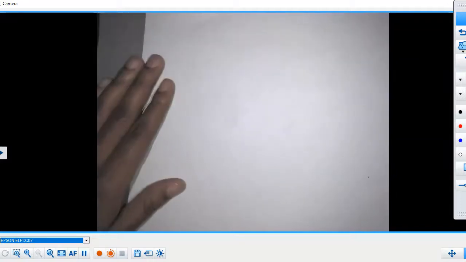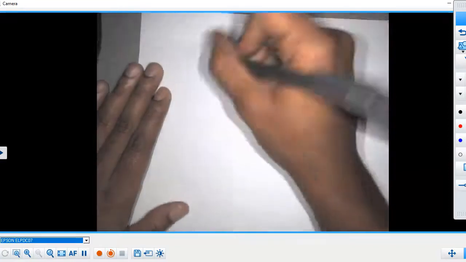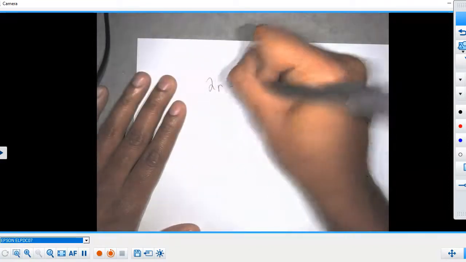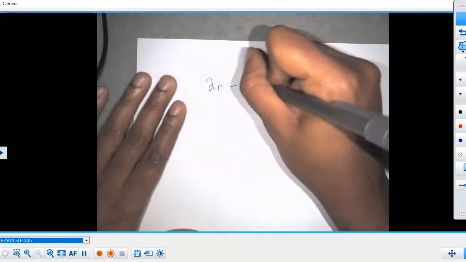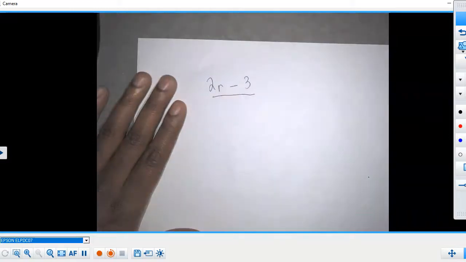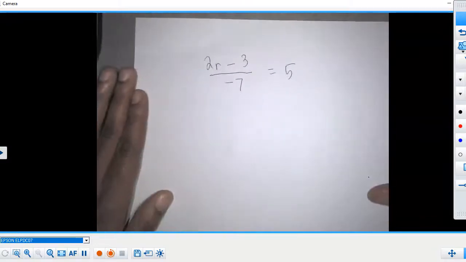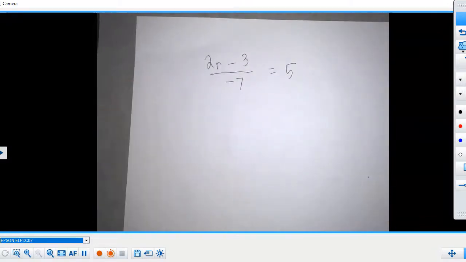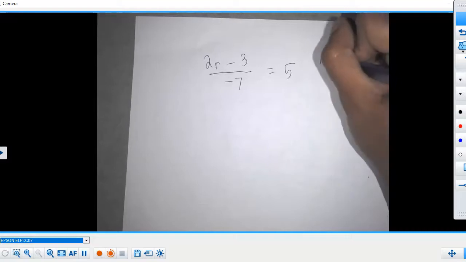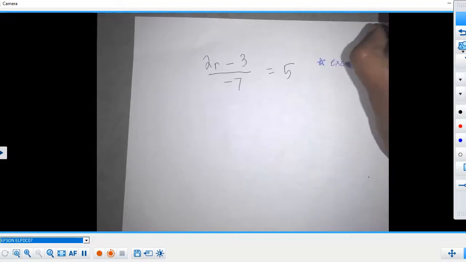Oh, I'm going to throw this in here just because we've talked about them. Minus 3 over negative 7 equals 5. So you remember how we talked about these, that these are the exceptions, and then I'll go back to another regular multi-step that we're used to seeing. So again, write down this one is an exception.